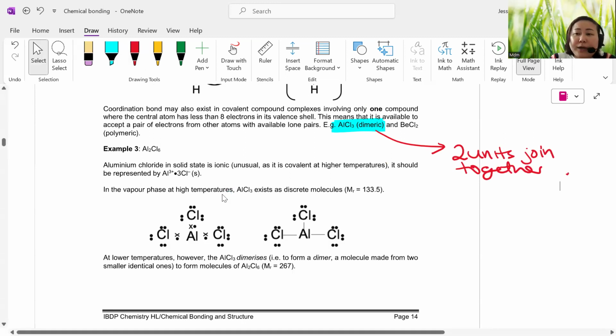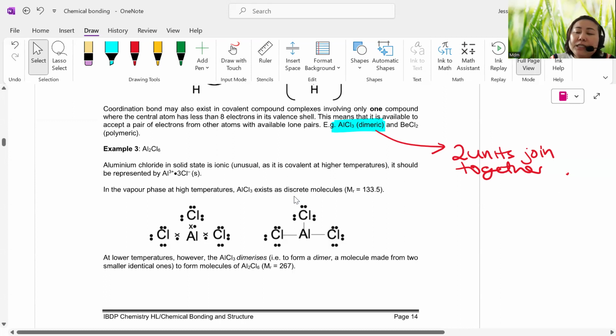Aluminium chloride is relatively quite unique. In the solid state, it behaves as an ionic compound, but when it is in the vapor phase, it tends to exist as molecules, but when it's at low temperature vapor phase, it tends to dimerize to form dimer. That means 2 units of aluminium chloride tend to join together to form Al2Cl6.